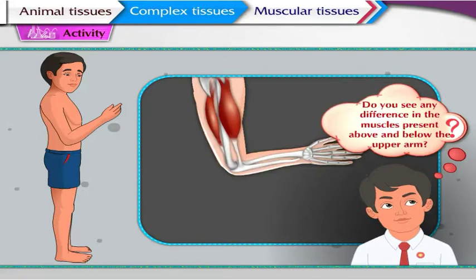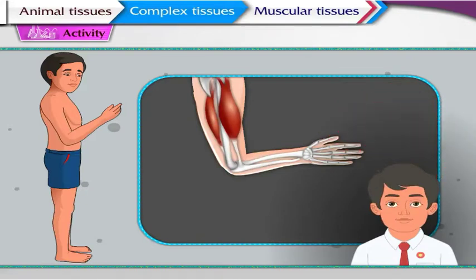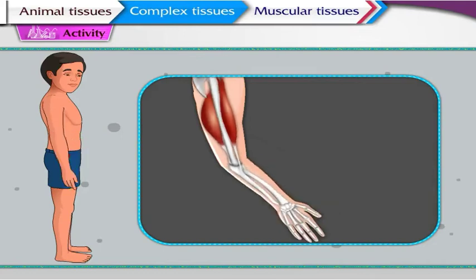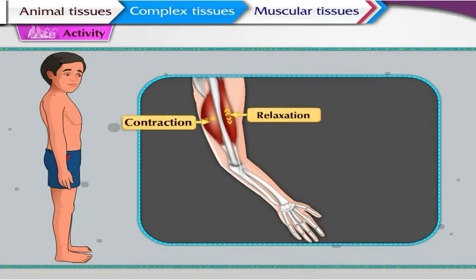When the arm is bent at the elbow, the muscles present on the upper side of the upper arm contract, while those in the lower side relax. When we straighten our arm, the muscles present on the upper side relax and the muscles on the lower side contract. The muscles revert to their original state.